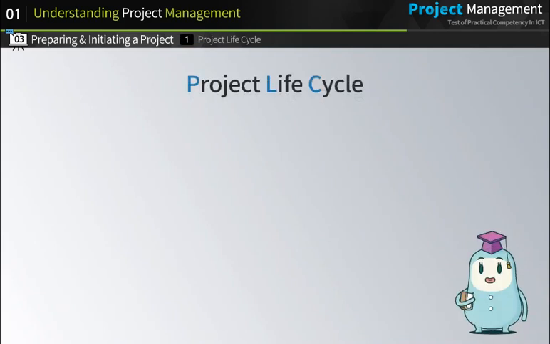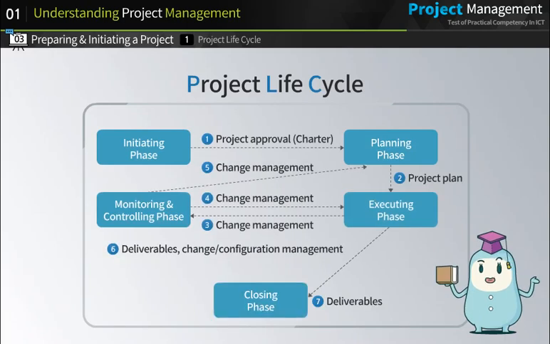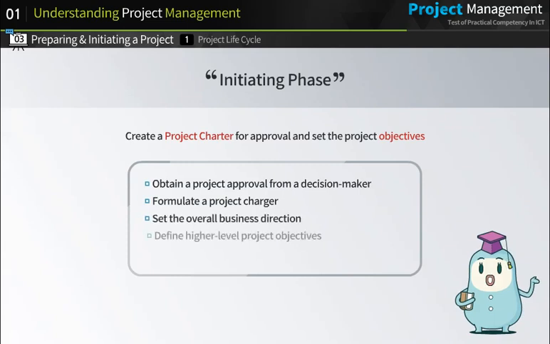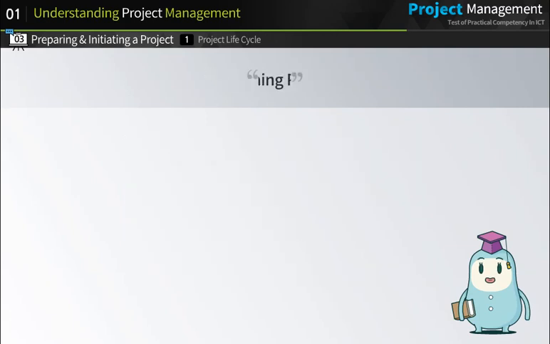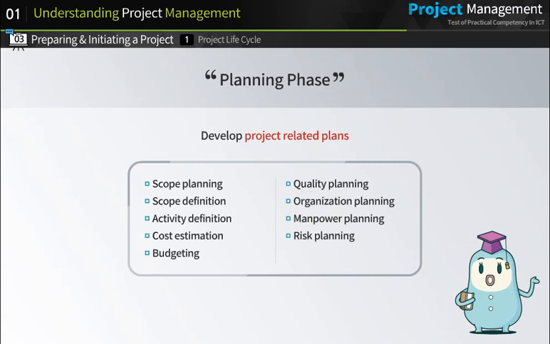Every project has a life cycle. The project life cycle consists of the initiating, planning, executing, monitoring and controlling, and closing phases. First, the initiating phase is to create a project charter for approval and set objectives. Second, planning phase. This phase is to develop overall project plans, such as scope planning, scope definition, activity definition, cost estimation, budgeting, quality planning, organization planning, manpower planning, and risk planning.